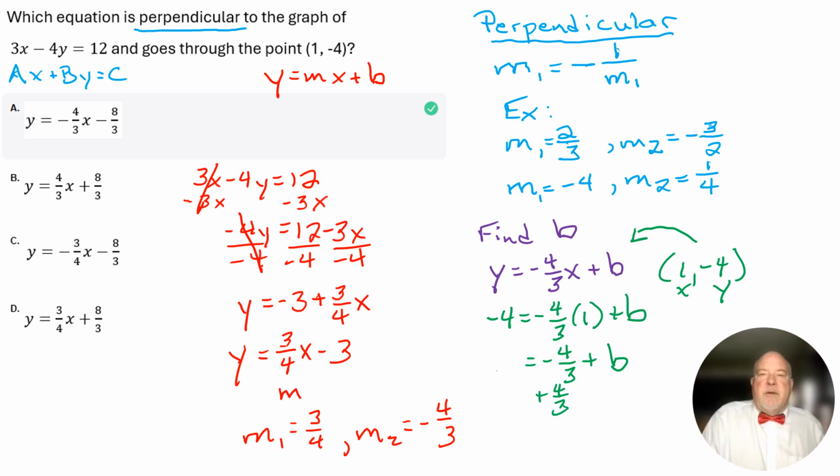So I have negative 4, and then I'm adding 4/3 to that. So that goes away, and negative 4 plus 4/3 would be negative 8/3. So b is equal to negative 8/3. And if I go back and look at my answer, you can see that's where the minus 8/3 came from. So again, I didn't have to do this piece here, but you may have to on another problem, so that's why I wanted to show you that.